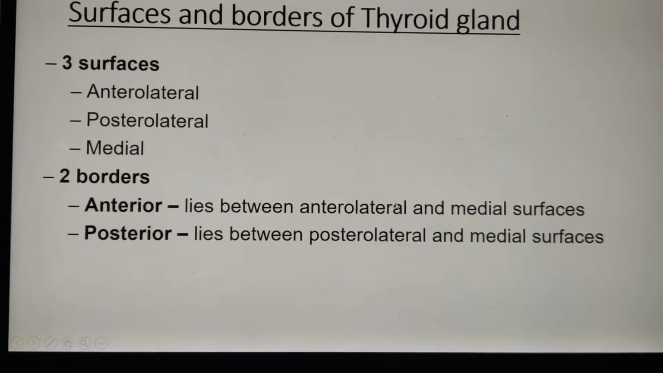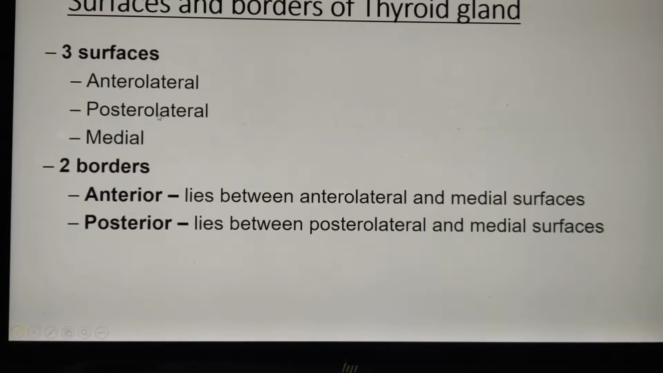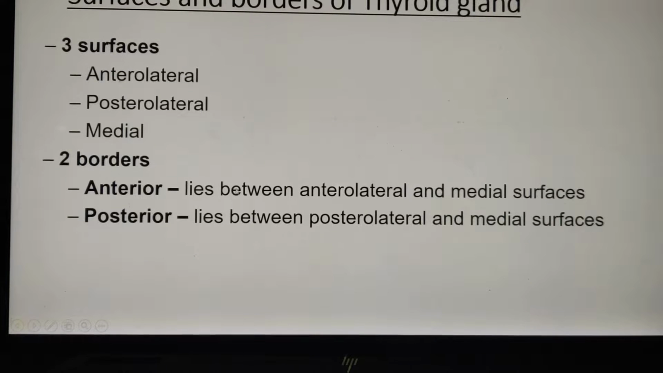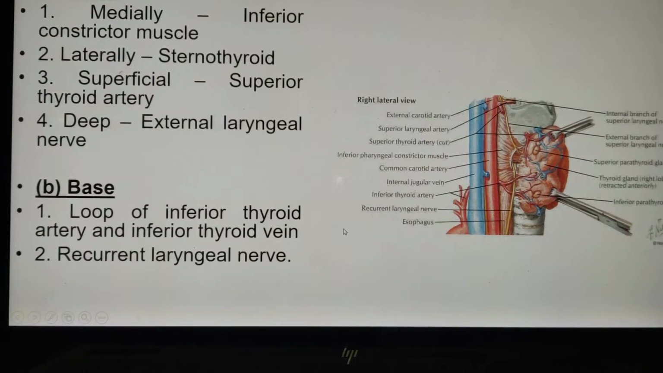The surfaces and borders of the thyroid gland: it has three surfaces, the anterolateral surface, posterolateral surface and medial surface. It has two borders: the anterior border, which lies between the anterolateral and medial surface, and the posterior border, which lies between the posterolateral surface and the medial surface.